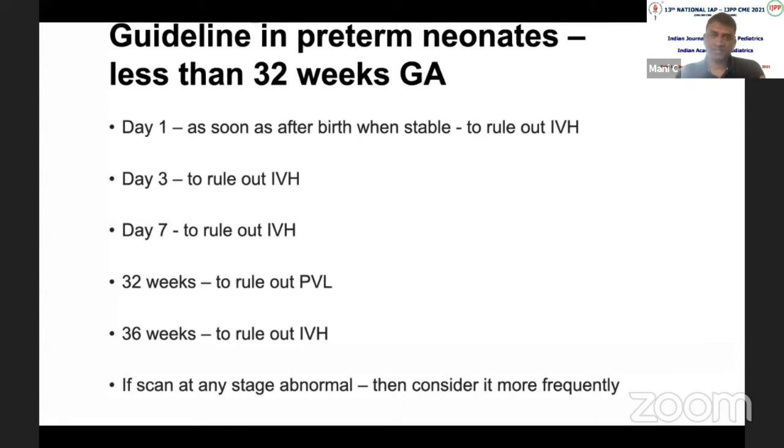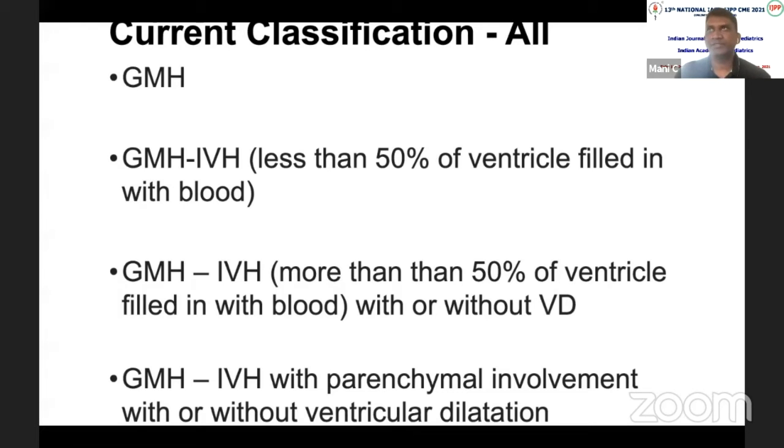But if the scan is abnormal with IVH or white matter injury, we may need to monitor more frequently for the ventricular measurements or for monitoring of the lesions in the white matter. So what is IVH, intraventricular hemorrhage? We all know. How do we classify it? We have 4 grades, which we call grade 1, 2, 3, 4. Grade 1 is germinal matrix hemorrhage, where it is just in the germinal matrix. Grade 2 is germinal matrix and IVH, but with less than 50% of the ventricle filled with blood. If it is more than 50%, it's grade 3, with or without ventricular dilatation. If there's parenchymal involvement, that will be grade 4.